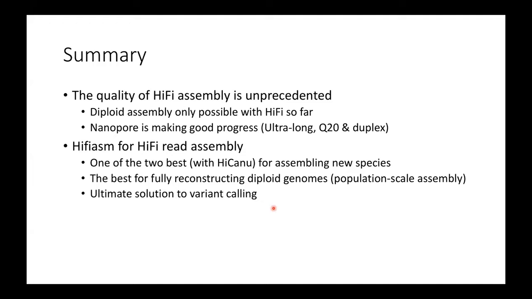And HiFi-Sam is a good HiFi assembler. I would say it's one of the two best for assembling new species. And currently it's the only one that can fully use Hi-C information and fully use trio information to do the assembly. I also want to comment that HiFi assembly, especially phased HiFi assembly, is the ultimate solution to variant calling. You can call all kinds of difficult regions that are challenging for reference mapping based methods.